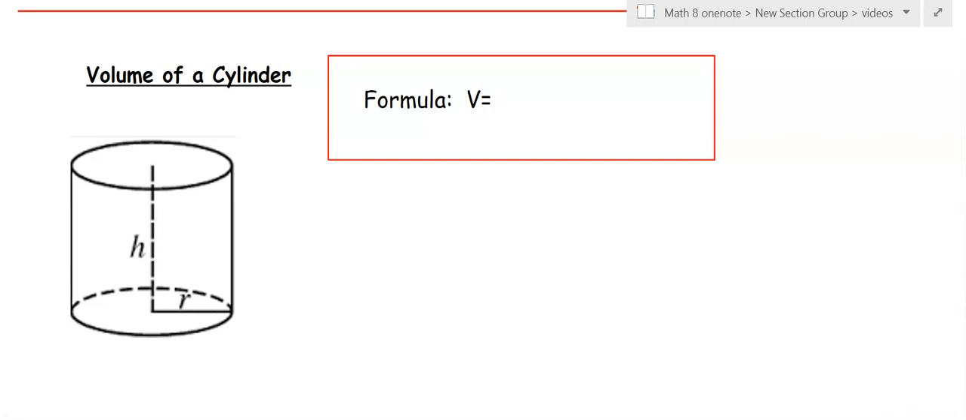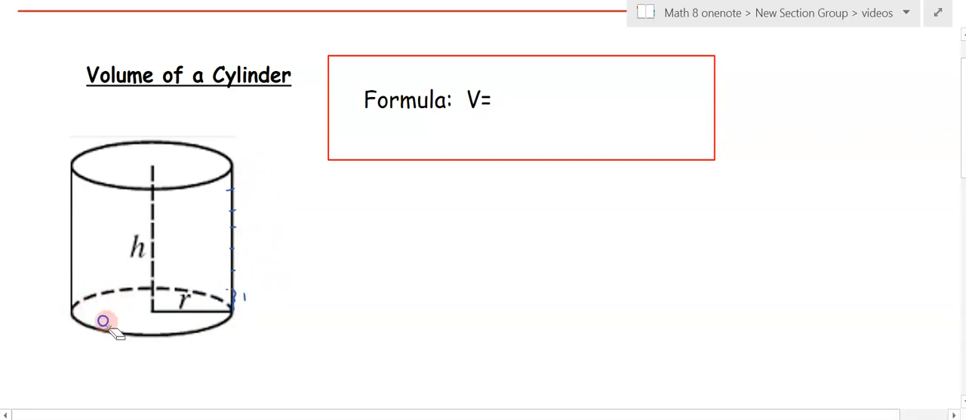In this lesson, we are going to look at the volume of a cylinder. The volume of a cylinder is basically a circle of height 1, and you have multiple stacks of that circle. So the volume is going to be how many cubic units are in the first layer, and then you multiply by how many layers of circles you have.